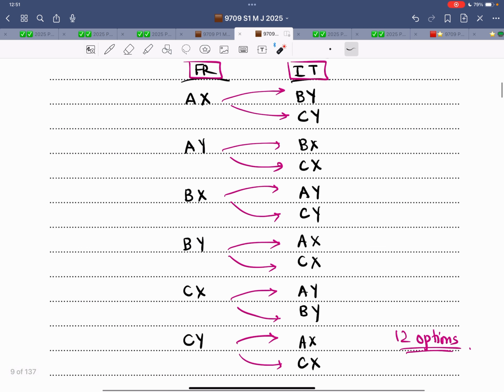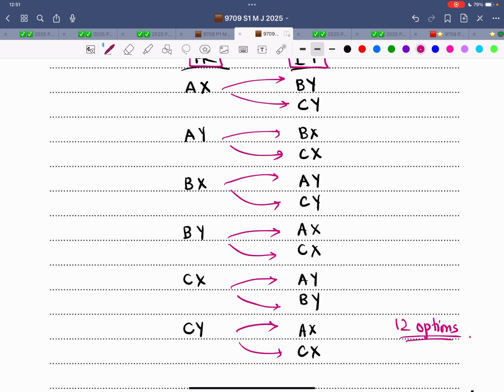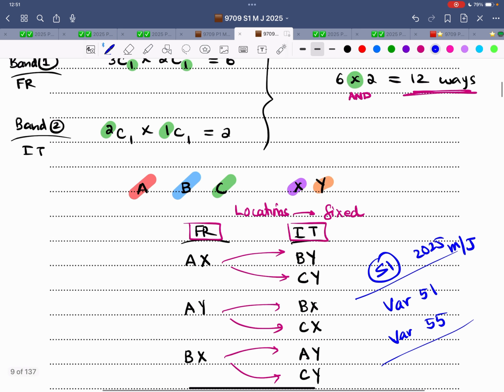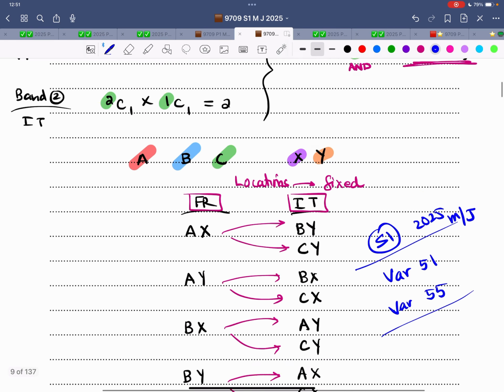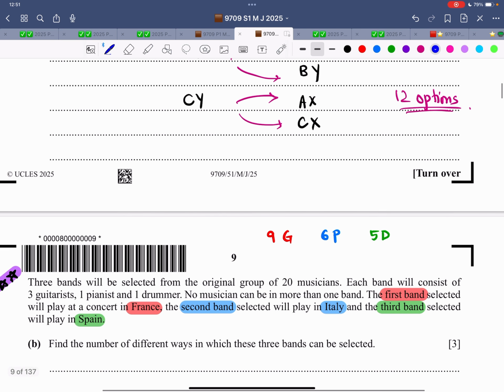So now this is a variant. Let me just focus on one thing. This is variant 5.1. Also watch variant 5.5. And this is the S1 2025 May June paper. So a lot of emphasis I'm putting on this. Do not skip this question if you want your grades to be very, very nice.